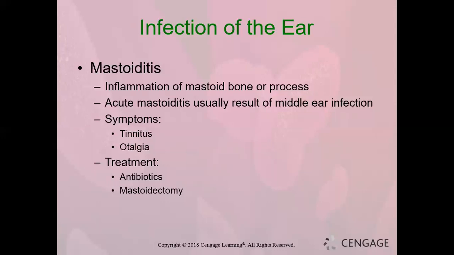Mastoiditis is an inflammation of the mastoid bone or process, and this can result from a middle ear infection. They're going to have ringing in the ears, pain, and hearing loss. That's not necessarily permanent, but they're going to treat it with antibiotics, and they may go in there and remove part of the bone to see if that's helpful.